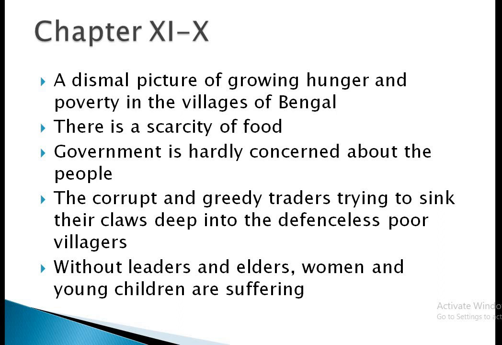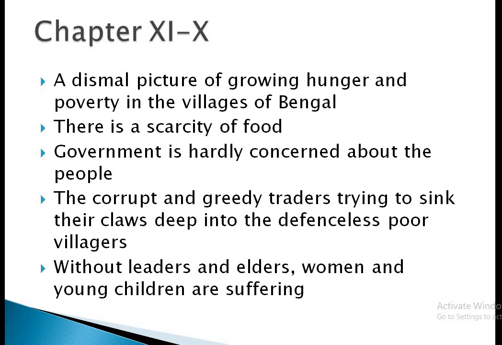Because of the war, there is a scarcity of food. The food is being siphoned off to the army, which is at the forefront. The World War is going on, and the food is required for the soldiers. They are given the first priority. Government is hardly concerned about the poor peasants. People of the villages are their least concern. And the corrupt and greedy traders of the city are trying to sink their claws deep into these defenseless poor villagers who are not being helped by the government at all.